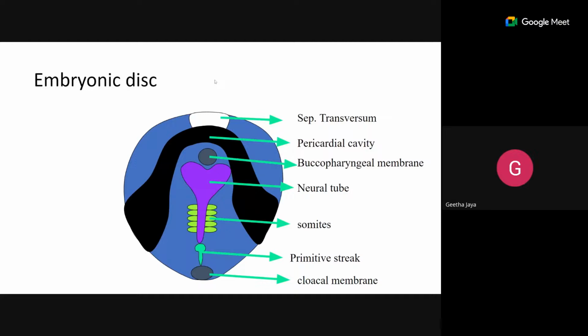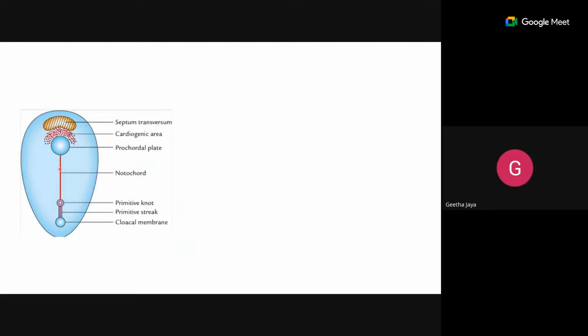This area is called the septum transversum. So when you go from cephalic end to caudal end, cranially you have the septum transversum, then the pericardial cavity, then the prechordal plate, which is the primitive mouth where you have the primitive buccal membrane or buccopharyngeal membrane. Then you have the neural tube, then the regressing primitive streak and the cloacal membrane. So now we will go to the folding. Before that, this one also.